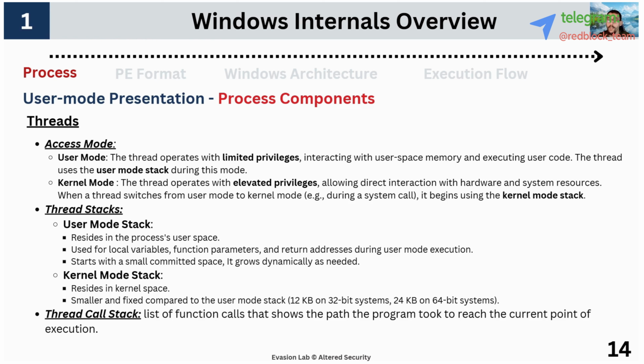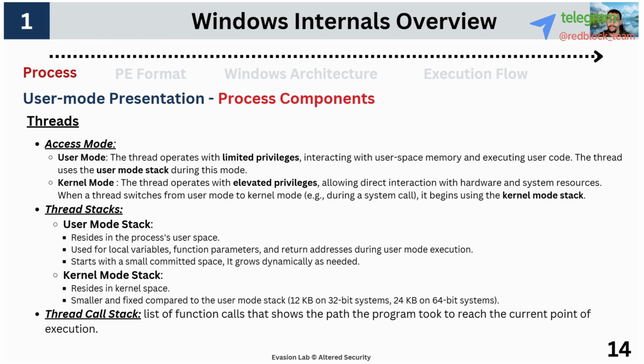In kernel mode, the thread gains elevated privileges, allowing it to directly access hardware and manage system resources. The thread switches from user mode to kernel mode during system calls, or syscalls. When this switch occurs, the thread starts using the kernel mode stack, which resides in protected kernel memory.